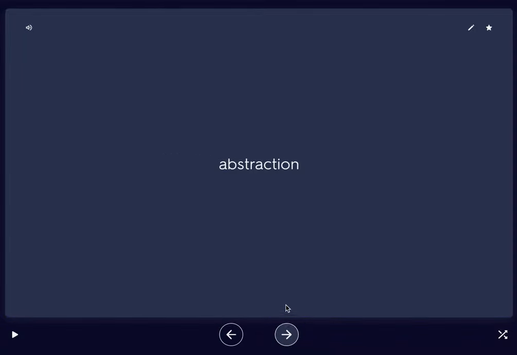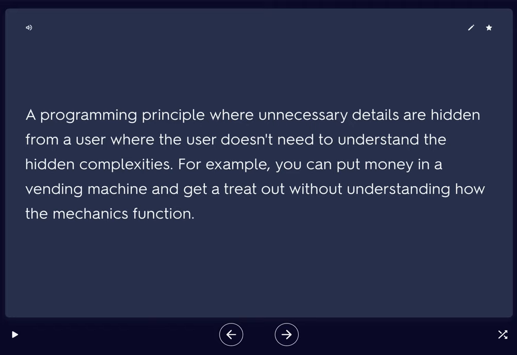Abstraction. A programming principle where unnecessary details are hidden from a user, where the user doesn't need to understand the hidden complexities. For example, you can put money in a vending machine and get a treat out without understanding how the mechanics function.